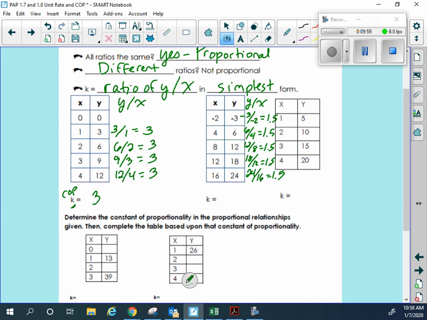If you use the calculator, you would get that they're all 1.5 or 3 over 2. So it is proportional, therefore the k is 1.5 or 3 over 2. Okay, is everybody good so far? Do we need to do this last example, or are we good? No. Okay, I think we're okay.